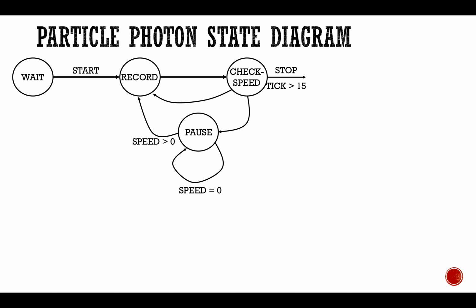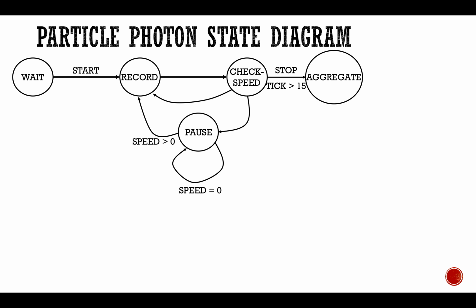From check speed state, we have two more conditions we check for. One is if the stop button has been pressed, and the other one is if tick is greater than 15. The value 15 is chosen by our group, and we use 15 values to aggregate and then send it to the server, which brings us to the next state, which is the aggregate state, in which we average out the UV and the speed that we have collected for the past 15 seconds.